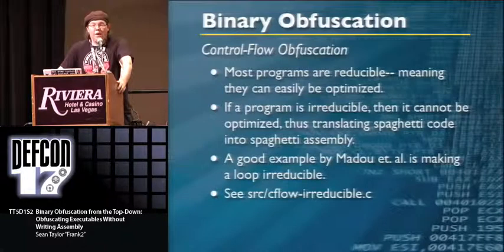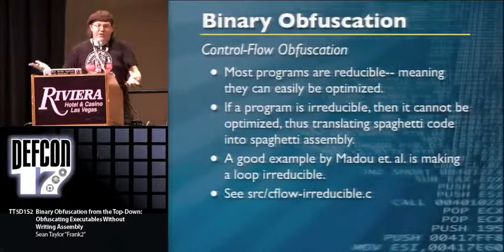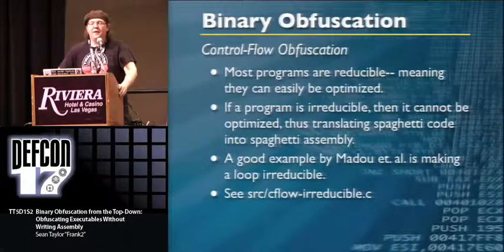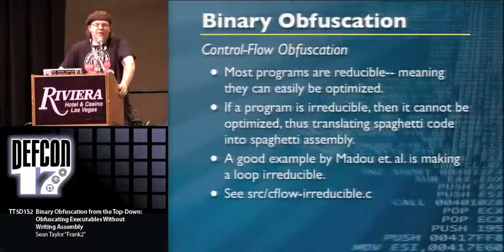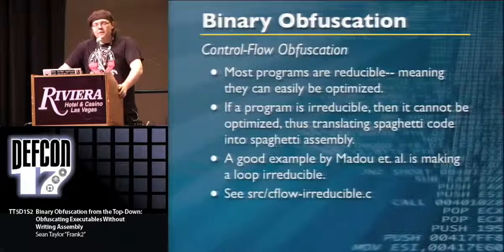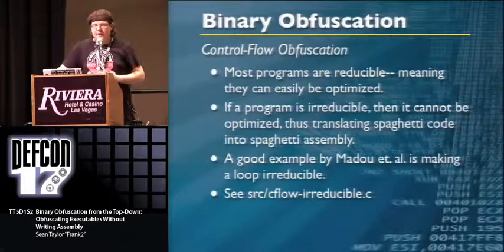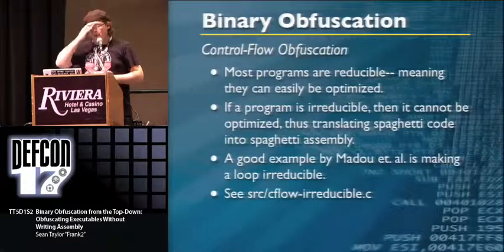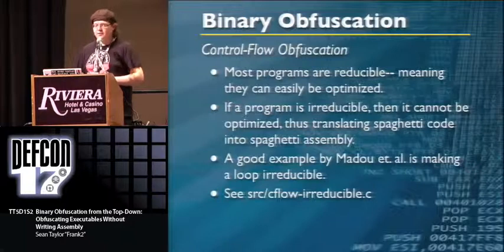Most programs are reducible, and this obviously means that they can be optimized in one way or another. If we can't actually reduce the program, then obviously it's not optimized. What happens is we get a bunch of really weird assembly code that gets pushed into the binary. It may be more verbose, but it's still very hectic to pore through. A great example of this, from one of the papers I used to research this talk, is making a loop irreducible. This is a very interesting technique. You can see this again in the irreducible C file.